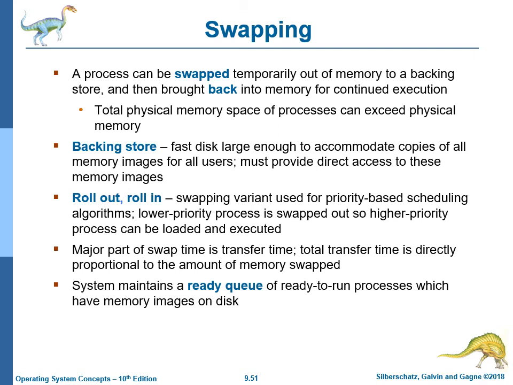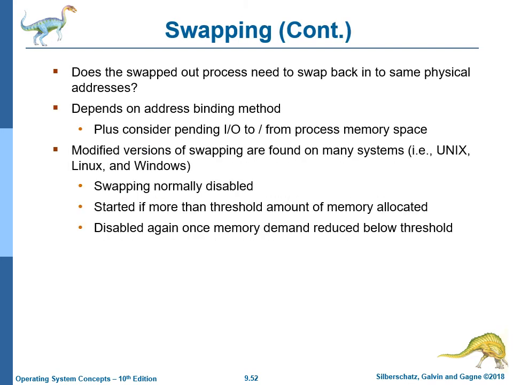Okay, so the major part of swap time is the transfer time. The challenge for swapping is the transfer time. The total transfer time must be directly proportional to the amount of memory that is swapped. The operating system maintains a ready queue of ready-to-run processes which have memory images on disk. Whether a process needs to swap back into the same physical address depends on the address binding method used by the operating system.